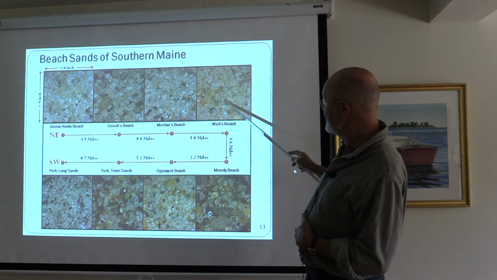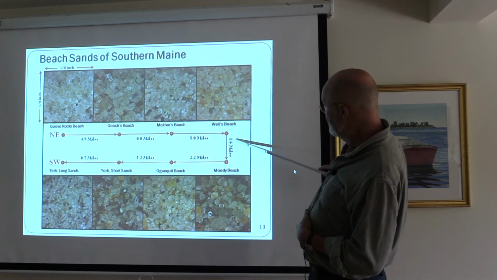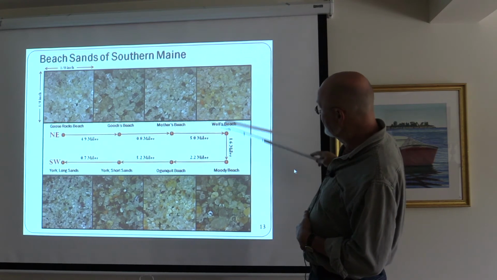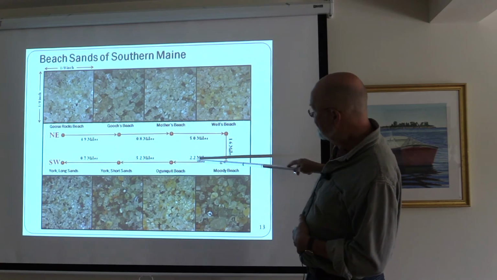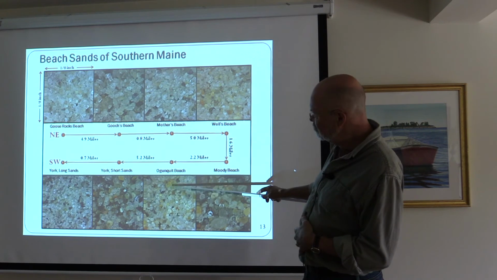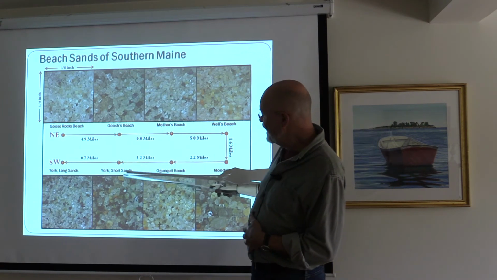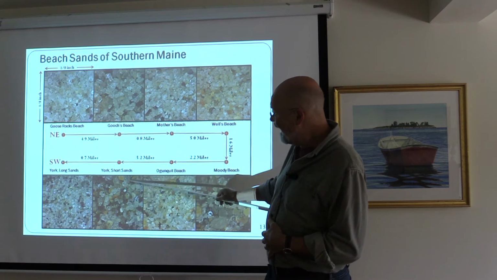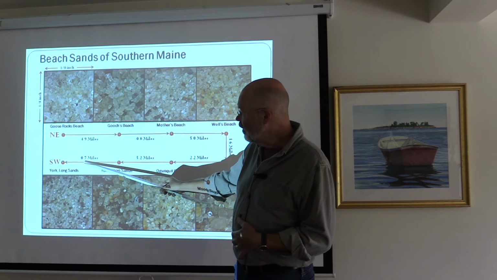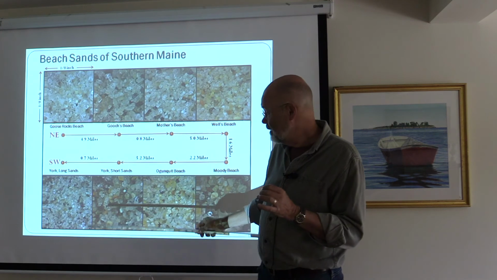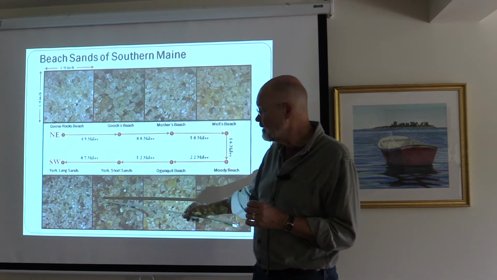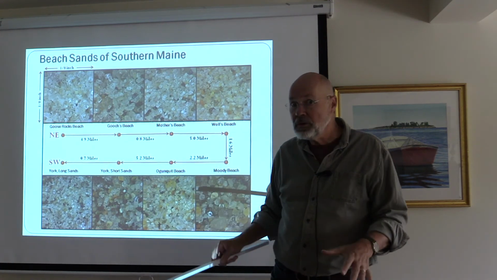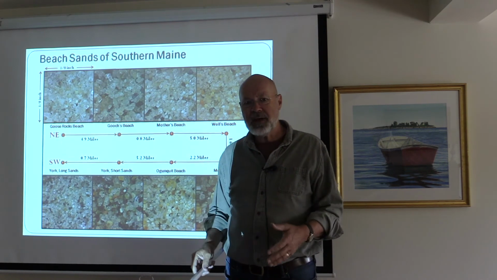Then 5 miles later, we got to Wells. Then 1.6 miles, we got to Moody. So those look pretty close. 2 miles, we got to Ogunquit, pretty different. 5 miles, we got down to Sand here, looking almost more like Ogunquit. And then look at this, just over half a mile. But look what happened to the sand. Totally different. So what could possibly cause that?